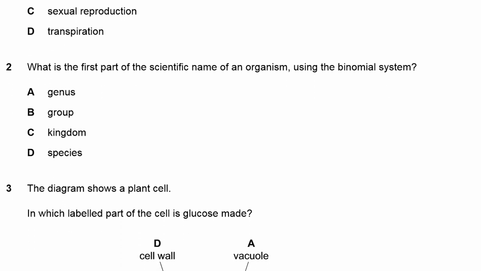Number 2 says, what is the first part of the scientific name of an organism using the binomial system? When we are using a binomial system, we normally start with the genus name, which is usually written with the first letter as a capital letter. Then the second name is usually the species name, which begins with a small letter. So here it is genus.